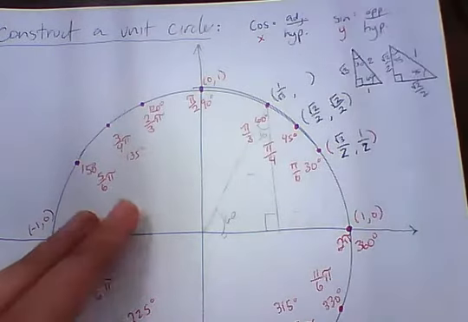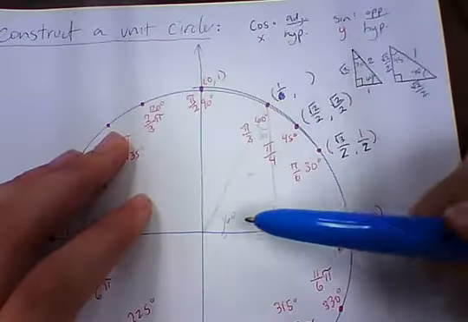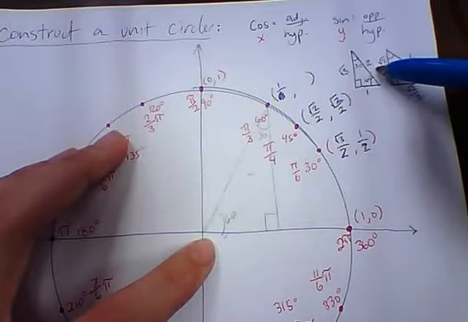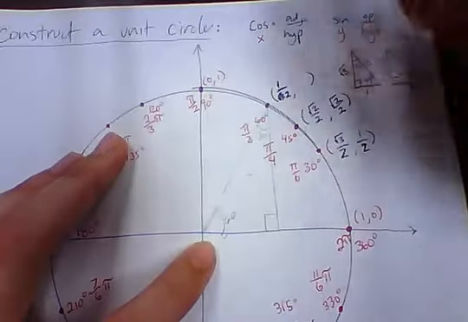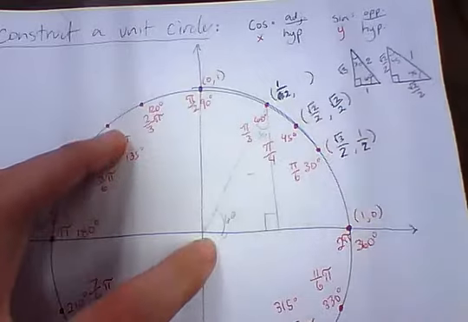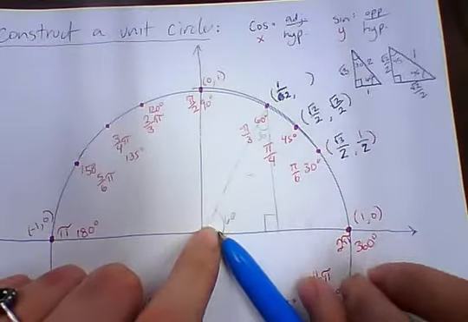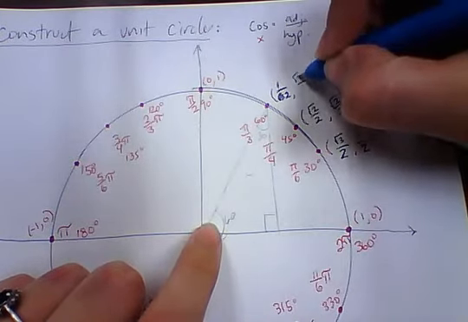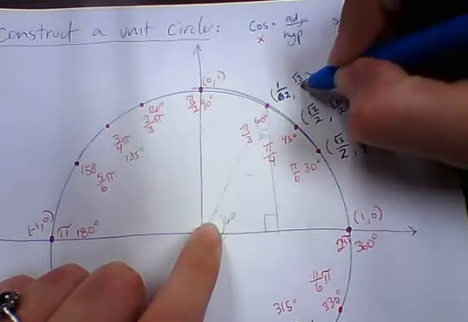Oh my goodness, I made a mistake, didn't I? This should not be radical 3. We have to look at the adjacent side 1 and divide by the hypotenuse, not radical 3, but 2. Oh my goodness, good thing I caught that. So the x value here, your cosine, would be 1 over 2. And then to get your y value, your sine, you take your reference angle 60 and look at the opposite side. In this case, that would be radical 3, and we put it over the hypotenuse value, which is 2.